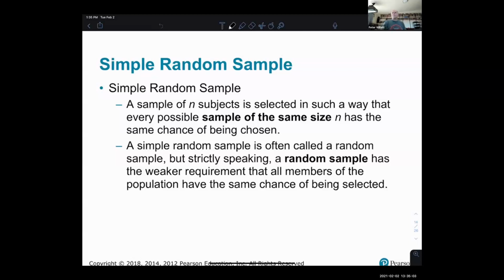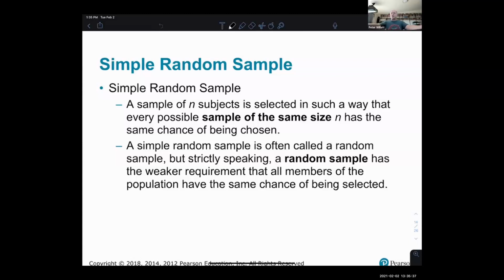A simple random sample is often called a random sample, but strictly speaking, a random sample has a weaker requirement, only that all members of the population have the same chance of being selected. Since a couple of students asked about it, you will probably have some homework problems that ask you to distinguish between a random sample and a simple random sample. It's pretty subtle. After I've just read it, it's probably still, for most people, very confusing. So here's an example to try to illustrate the difference between the two.